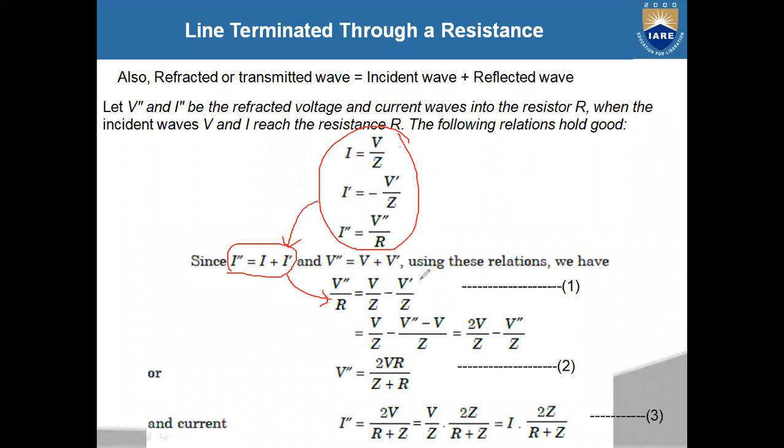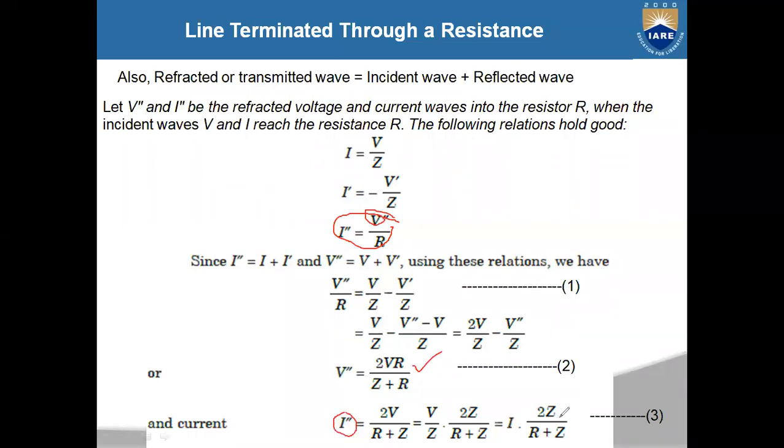Now in place of V dash from this equation, you will get V double dash minus V. In place of V dash here you substitute V double dash minus V. Finally, the V double dash you get is this one. After finding V double dash, take this equation, I double dash is equal to V double dash by R. In place of V double dash you substitute this, so that I double dash will be equal to I into 2Z by R plus Z.